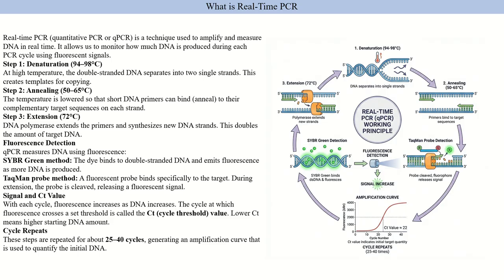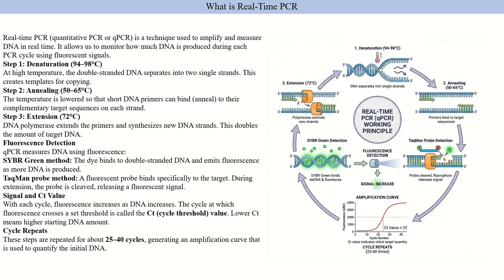Once the strands are separated, the next step is to allow primers to bind. This is the annealing stage. During annealing, temperature is reduced so primers can bind to their complementary sequence. This temperature is primer dependent and must be optimized. Too high a temperature and primers will not bind, and too low and non-specific binding may occur. Primer specificity at this step determines assay accuracy.